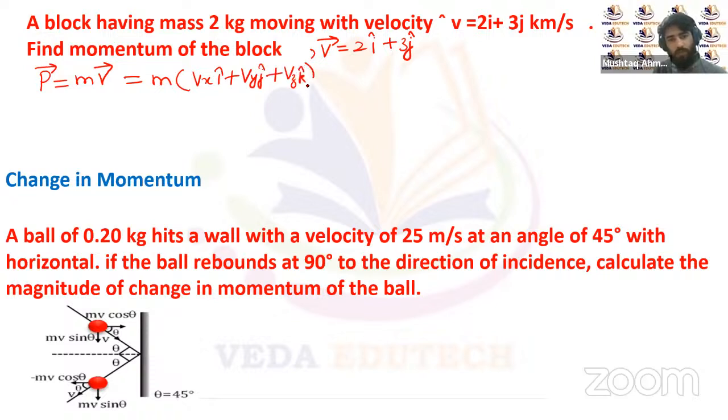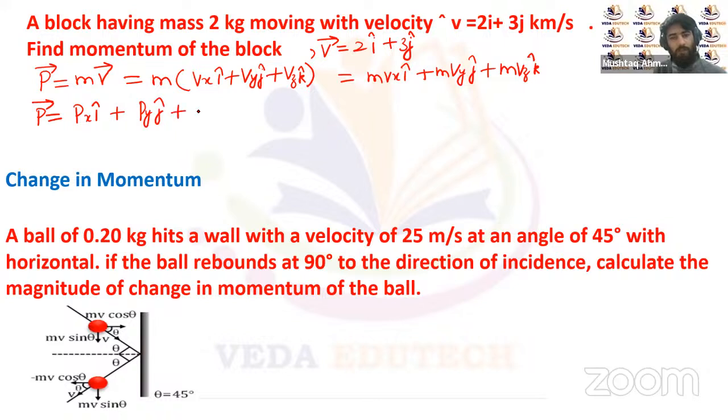So it will be m vx i cap plus m vy j cap plus m vz k cap, right? It means that momentum will have three components here. m vx will be px i cap, m vy will be py j cap, and m vz will be pz k cap. So we can also write this momentum in component form, like we write the velocity, right?